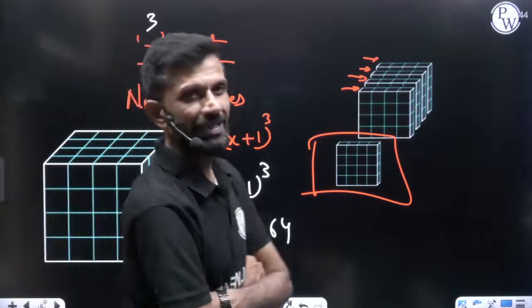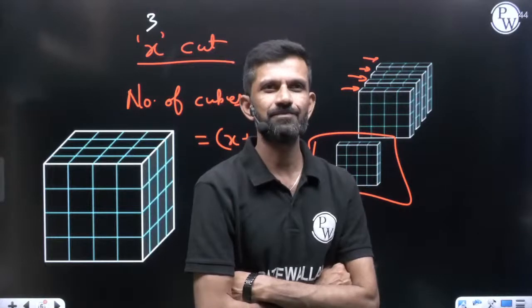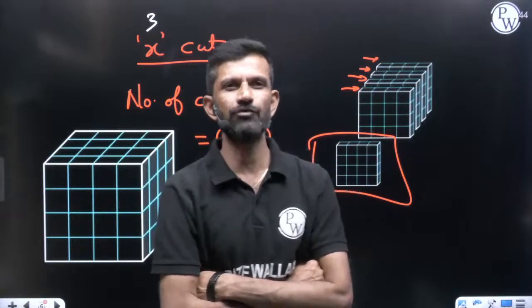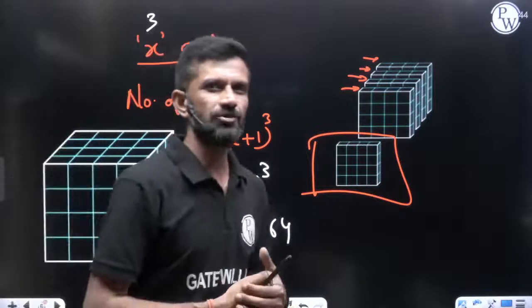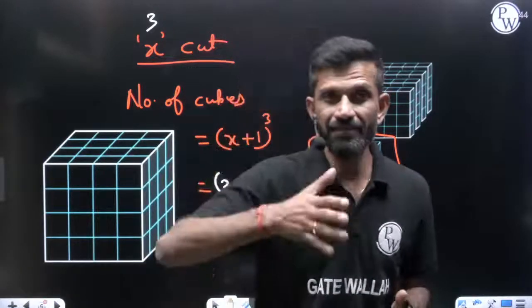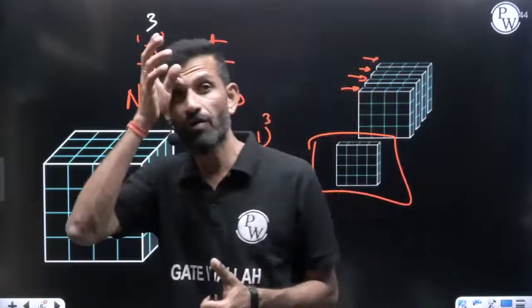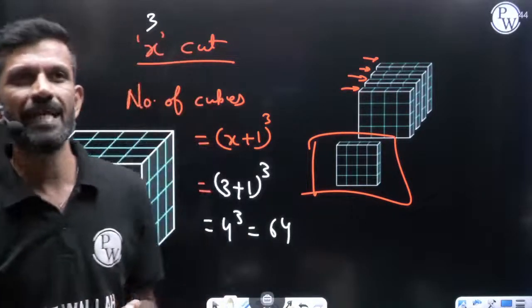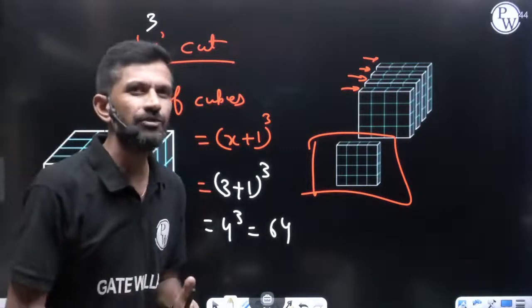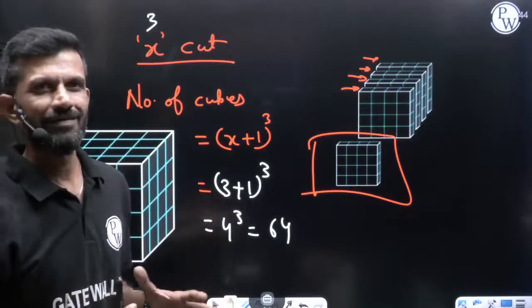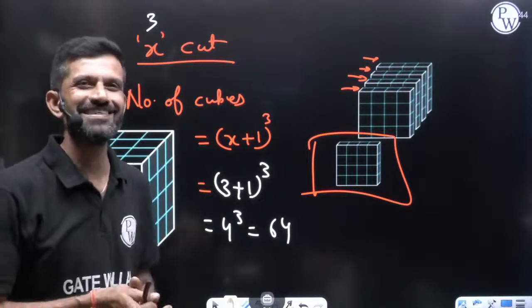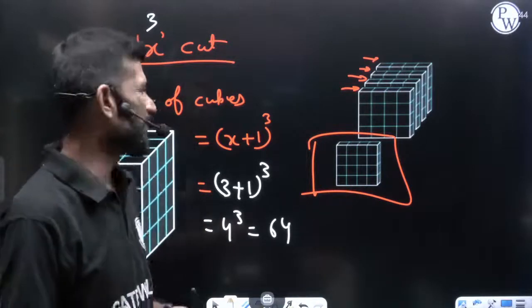Very good. If I give 9 cuts on each edge, Vibha, 216 it won't be, 729 it will be. If I give 9 cuts on each edge, Omar 729, very good. If I give 9 cuts on each edge, the total number of cubes formed will be 9 plus 1 power 3. 9 plus 1 power 3, that is 10 cube. 10 cube is not 216, it is 1000. Very good, superb.